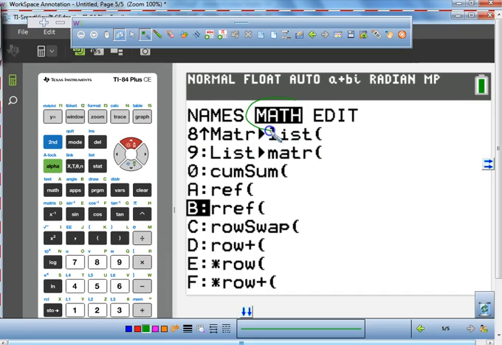See the math part? So after you get into the matrix, instead of editing, which we just did, we're going to go to math. I want you to scroll. You can scroll down, but you can scroll up to reduced row echelon form.